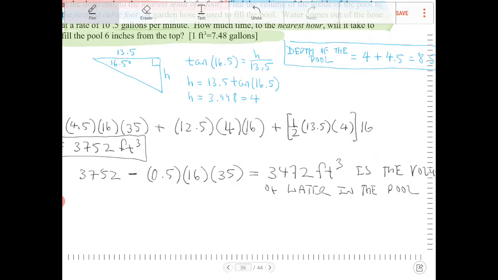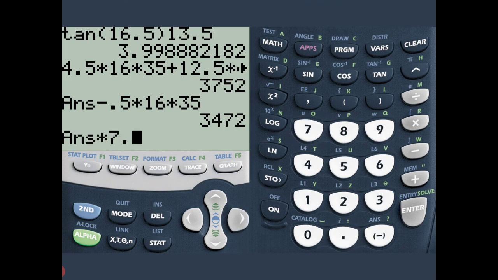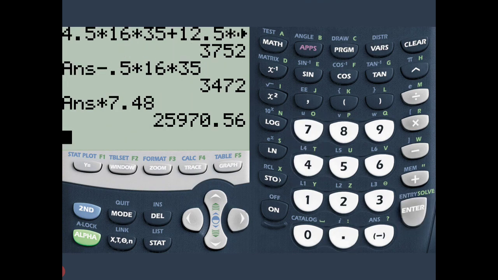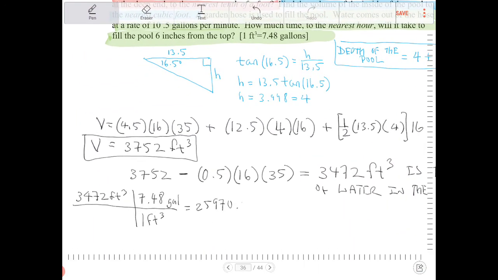So 3472 cubic feet. Convert that into gallons. So I know that in 1 cubic foot there is 7.48 gallons. So the 7.48 gallons should be up top, and 1 cubic foot should be in the bottom. So I'm going to take that number that I found a moment ago and multiply it by 7.48. And that would be 25,970.56 gallons of water.